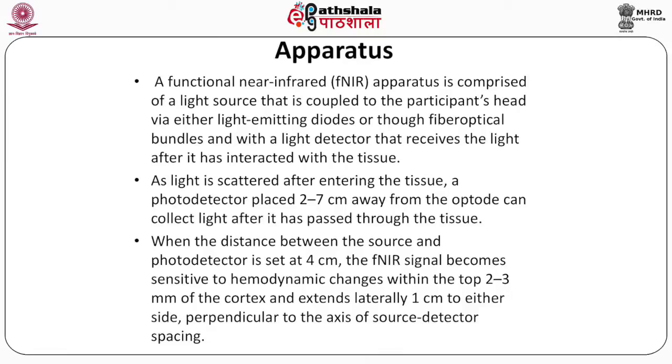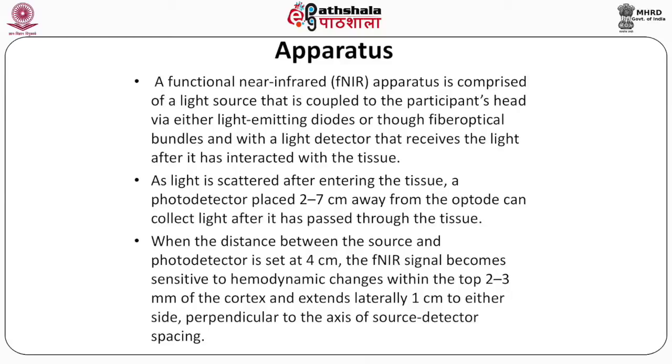As light is scattered after entering the tissue, a photodetector placed 2 to 7 centimeter away from the optode can collect the light after it has passed through the tissue. So the distance between the light emitter and the light collector is in the range of 2 to 7 centimeter. When the distance between the source and the photodetector is set at 4 centimeter, the fNIRS signal becomes sensitive to hemodynamic changes within the top 2 to 3 millimeter of the cortex. So if there are any hemodynamic changes at that superficial level, they are best detected when the distance between the source and the photodetector is 4 centimeter, and it extends laterally 1 centimeter to either side, perpendicular to the axis of the source detector spacing.